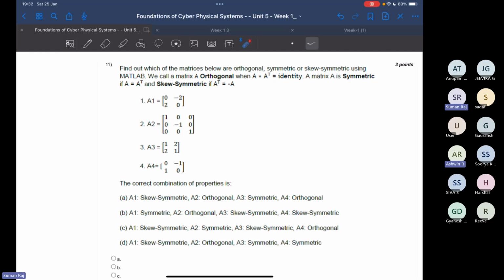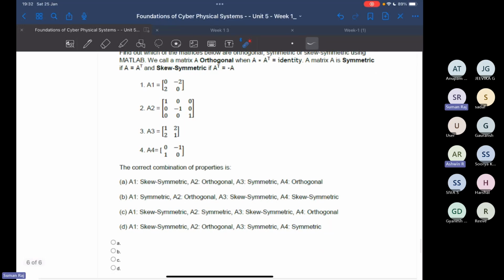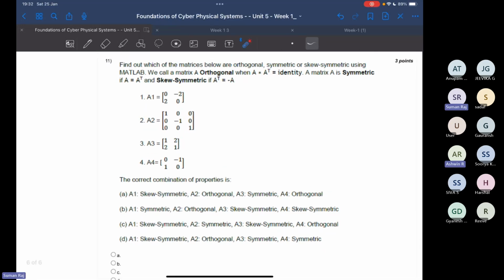The next one is to find out which of the matrices below are orthogonal, symmetric, and skew symmetric. They have given the definition also, so I don't think you need to use MATLAB. Maybe you can just check which one is symmetric or not. You can check if it is symmetric or skew symmetric depending on the condition: A is equal to A transpose is for symmetric, and A transpose is equal to minus A is for skew symmetric. You can just check that when you calculate. And A times A transpose is identity for orthogonal. So you can check that also. I think this should be easy.